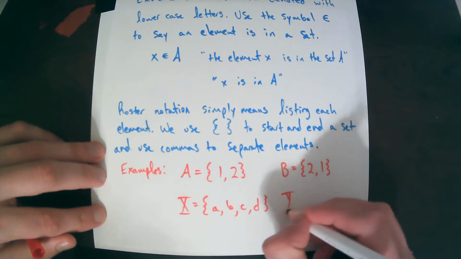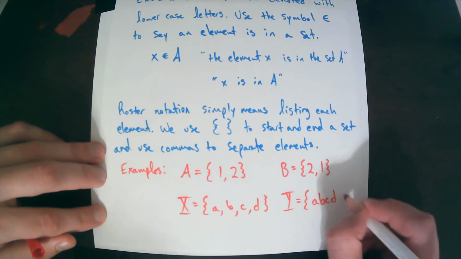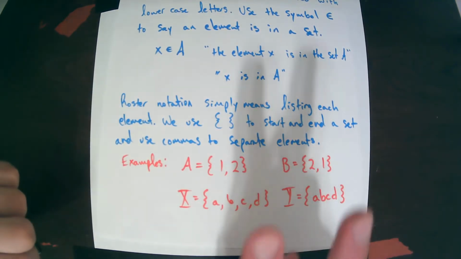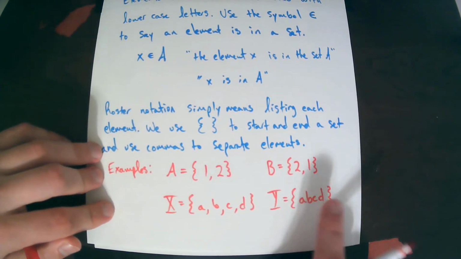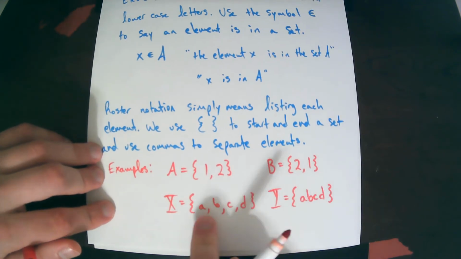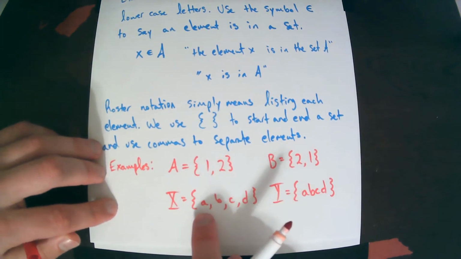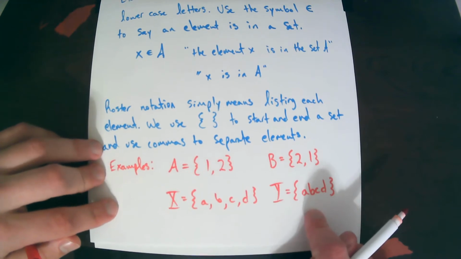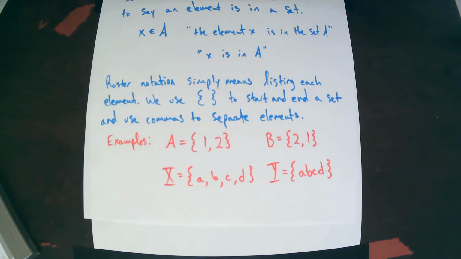And Y is the set, maybe some word ABCD. And I'm saying word there like in quotes because obviously that doesn't make a word, but the point is that's one element. These are 4 distinct elements in X, A, B, C, and D. You know they're 4 distinct elements because they're separated by commas. This is one single element. Different. Okay. So there are some examples of roster notation.